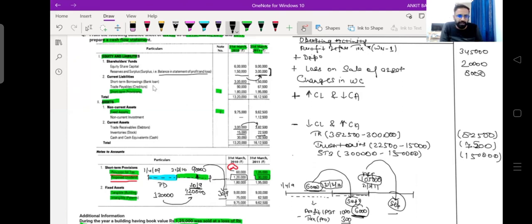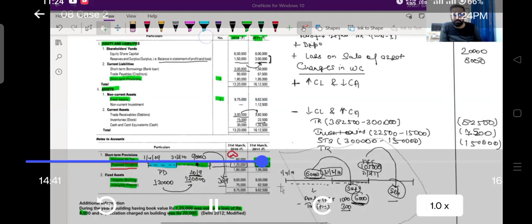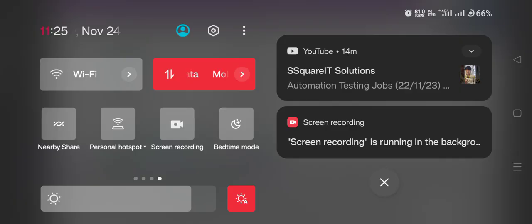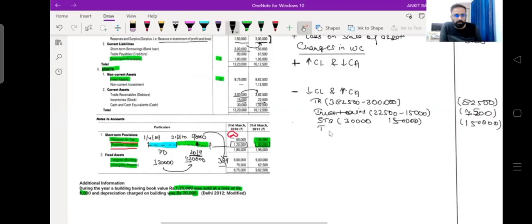Then if you see further, trade payables are also declining. It means there is a cash outflow. So no balance we have to add here. All the balances we have to reduce. So what I will do, I will delete this item which we have done. Here trade payable is given, that is 90,000 minus 67,500. So here the balance is going to be 22,500. Right. Now further we will see what transactions we have to adjust here.